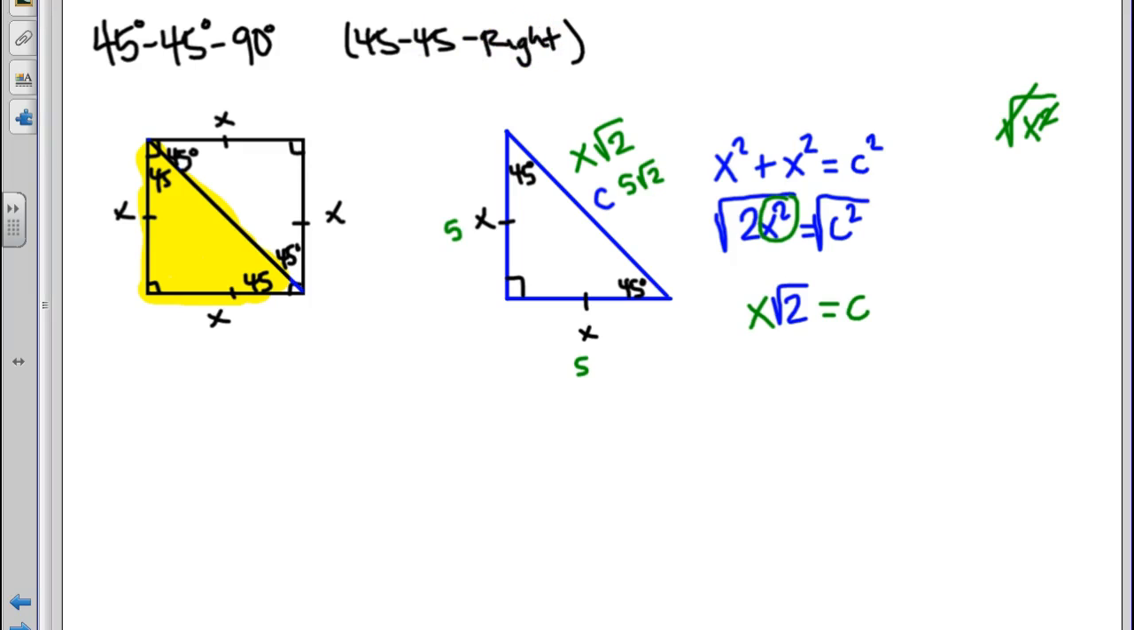Or if we say this side is 10 times the square root of 2, we know this side is 10 and this side is 10.